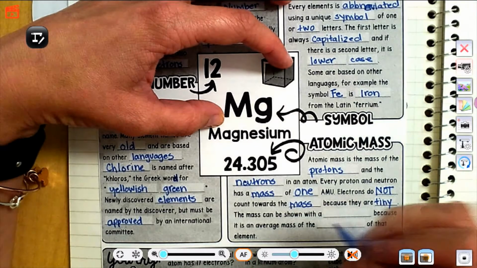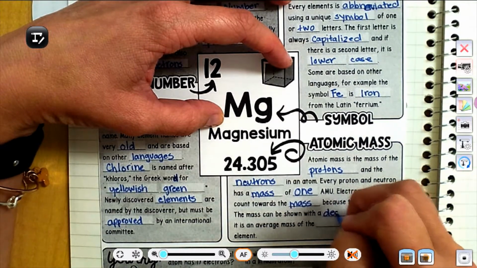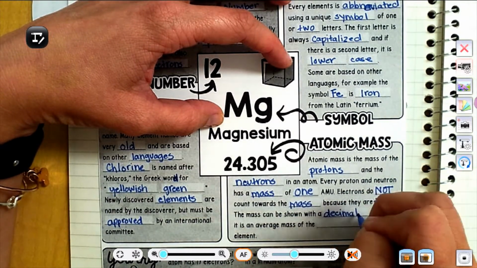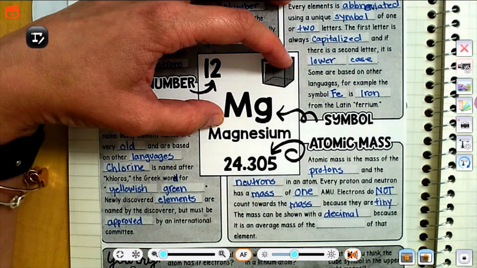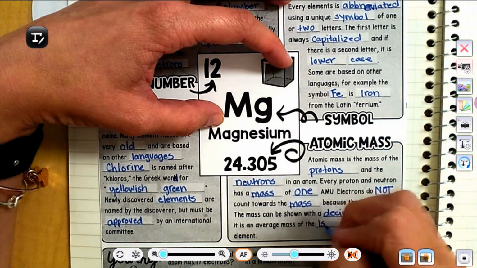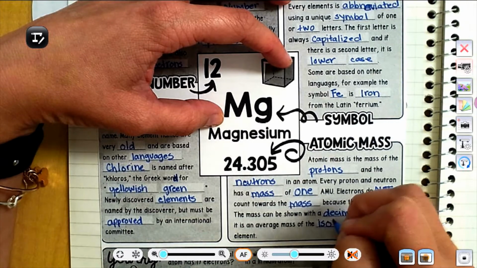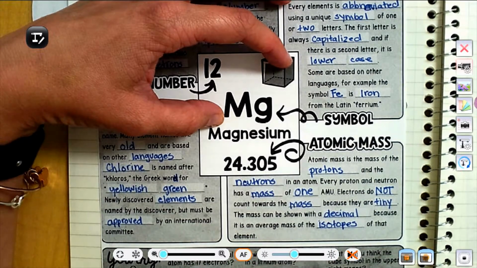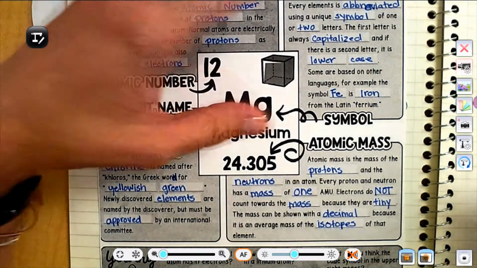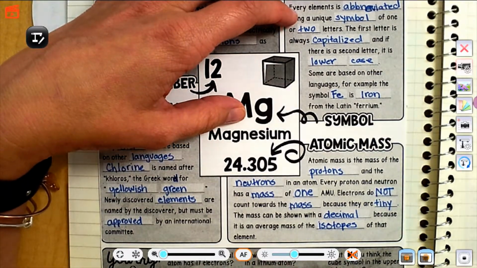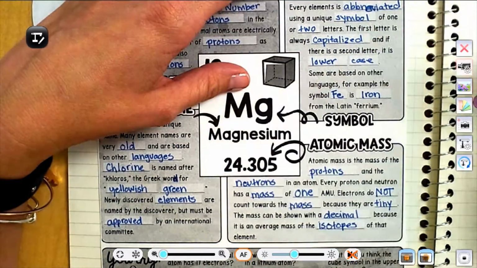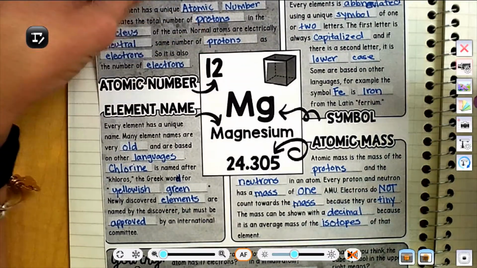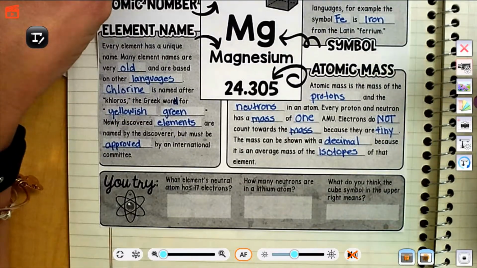The mass can be shown with a decimal because it is an average mass of the isotopes. So all the versions, so isotopes is something you're going to talk about in high school, but of all the versions of that element. So sometimes we have those positive and negative charged ones, so it's an average. That's just why there's a decimal. You're not going to need to know that on the quiz. That's something to remember.